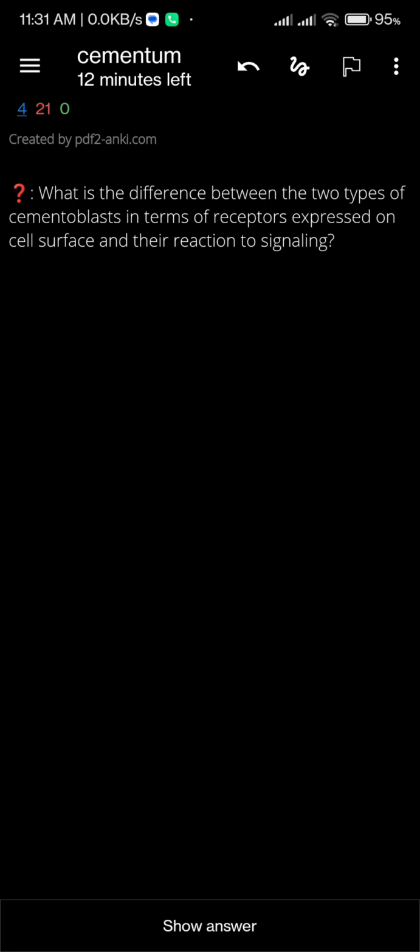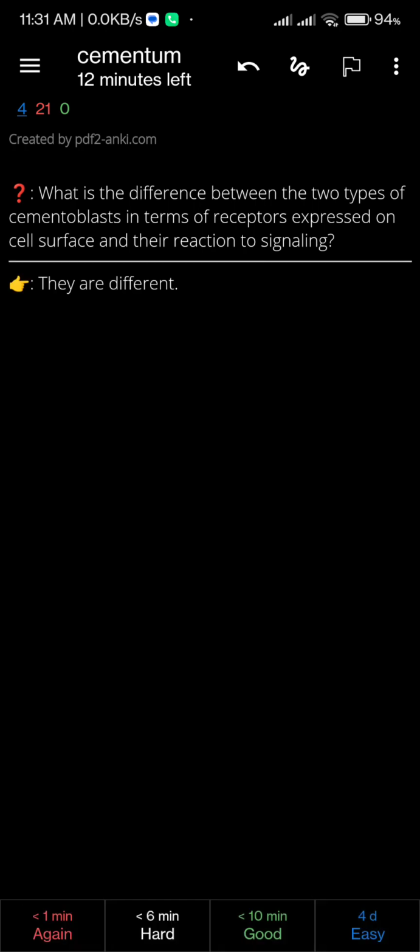So what is the difference between the two types of cementoblasts in terms of receptors expressed on the cell surface and their reaction to signaling? There are different types of cementum based on the receptors expressed on the cell surface and their reaction to signaling.